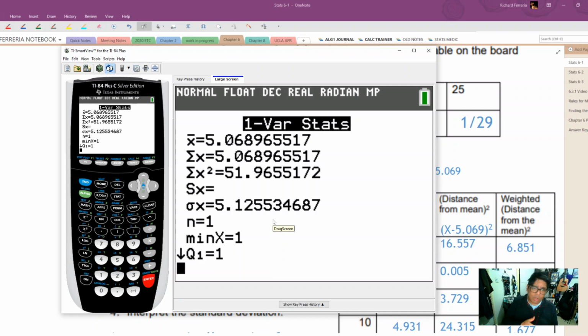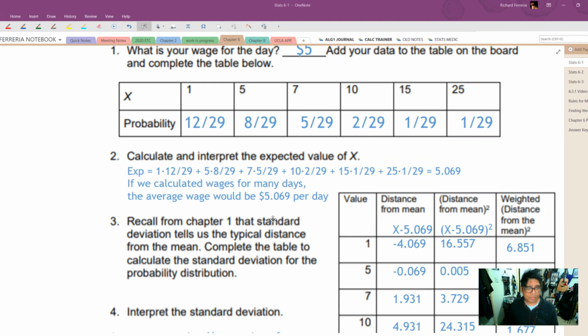So that's a really quick way with a discrete probability distribution to find that mean and the standard deviation, which I know this information is going to be useful to you when you have to do this on the AP test. Back to our work here.